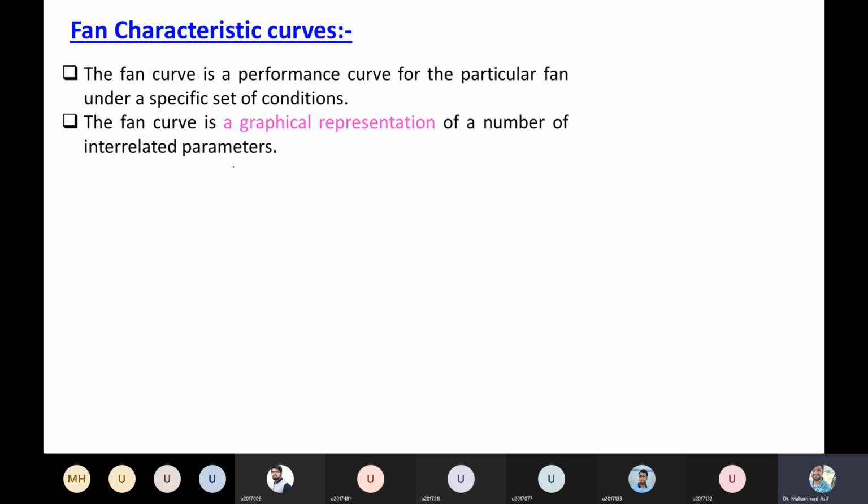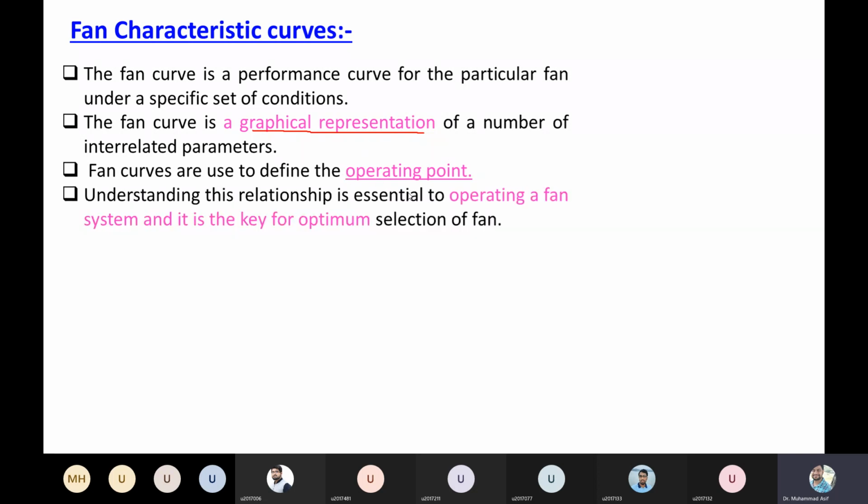They are these characteristic curves, a graphical representation of a number of interrelated parameters, right? They are used to define the operating points. That's a very important point. Basically, the characteristic curves are used to define the operating points. I mean, at which point should a particular fan operate? The point should be based on efficiency and low noise, right?